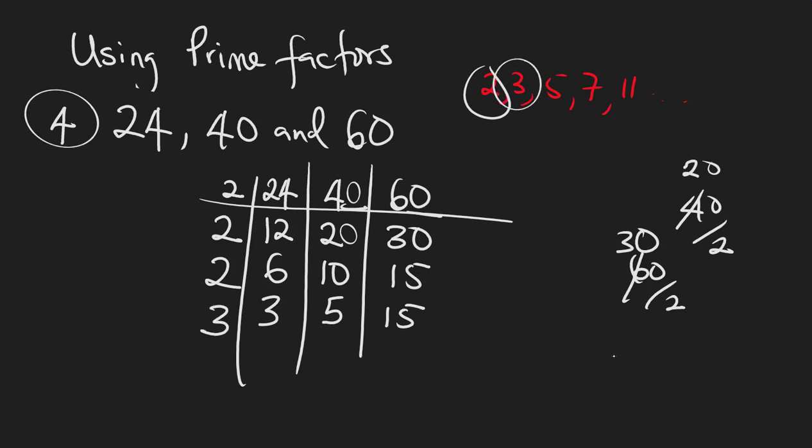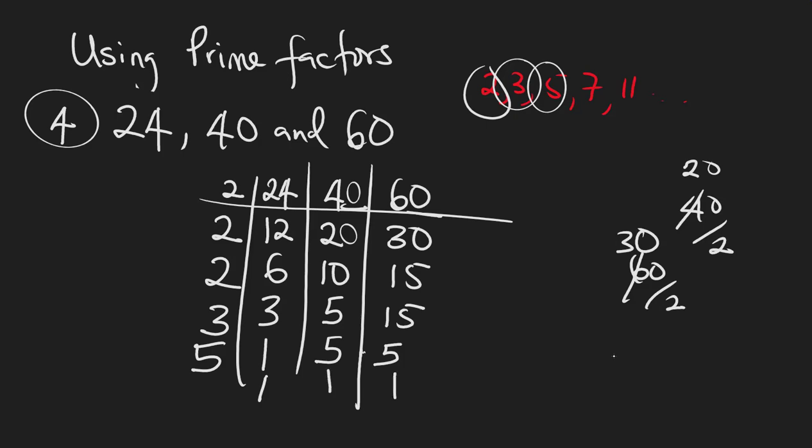So 3 divided by 3 is 1. 5 divided by 3 is not possible, so you write it down, right? Then 15 divided by 3 is 5. Can 3 go into any of these? Of course, no. So go to the next one. Can 5 divide? Of course, yes. 5 divided by 5 is 1, and 5 divided by 5 is 1.